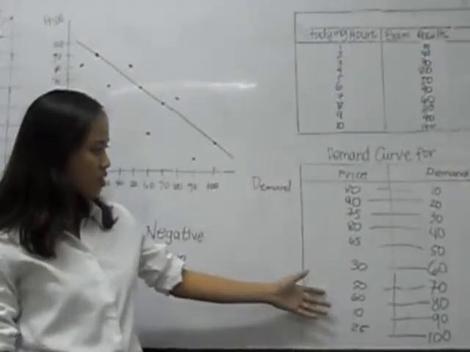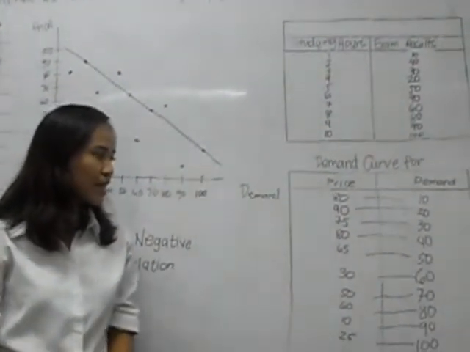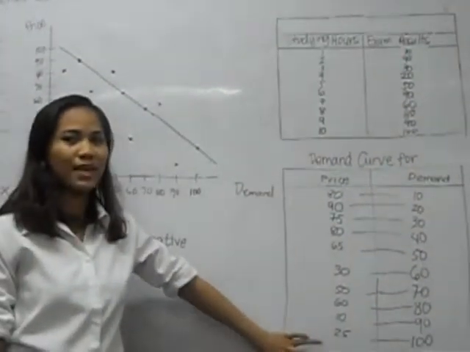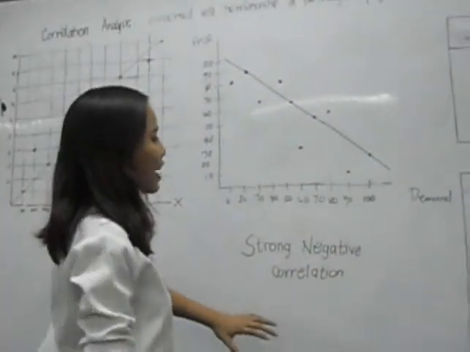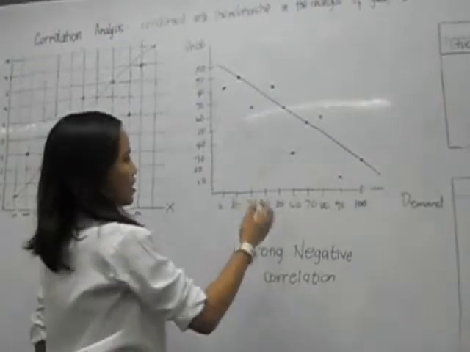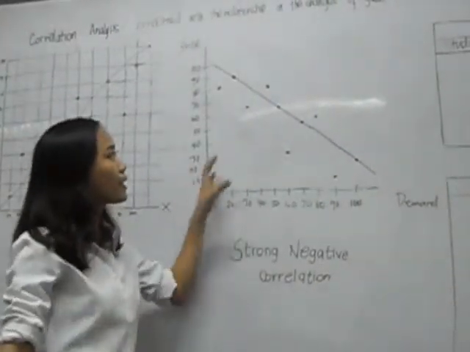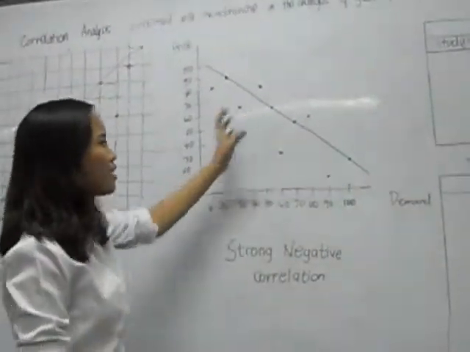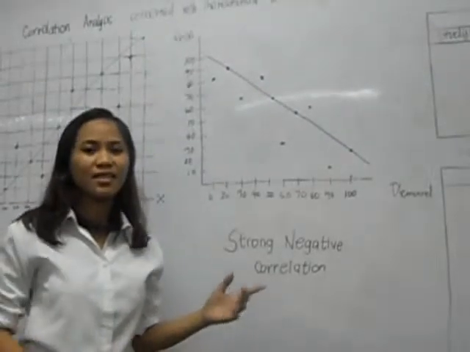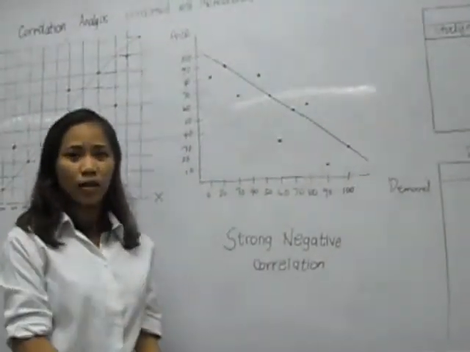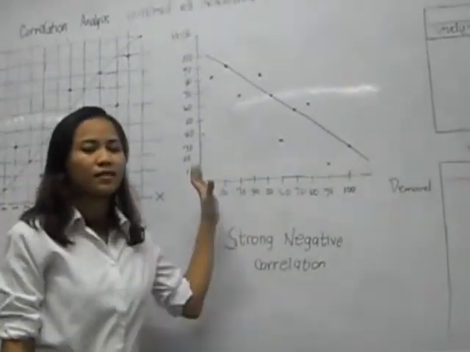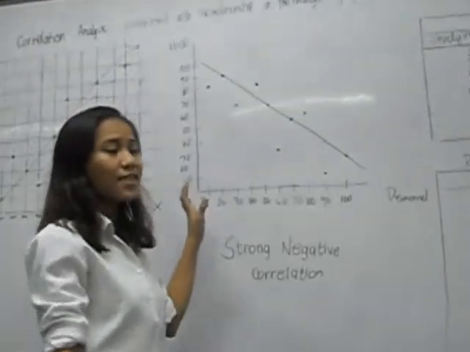For 50 pesos, 70 customers. For 60 pesos, 80 customers. For 10 pesos, 90 customers. And for 25 pesos, I get 100 customers. As I graph the table, I come up with this graph, and we can see that the points in the graph are near the line. We can see that the correlation is strong if the points in the graph are close to the line.